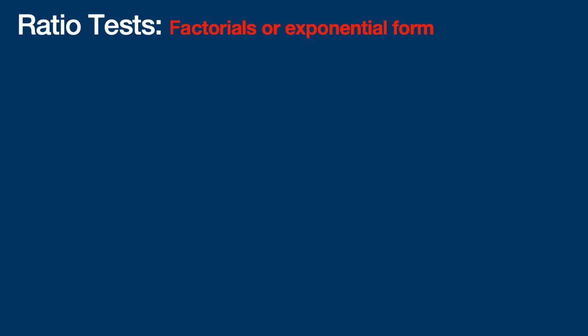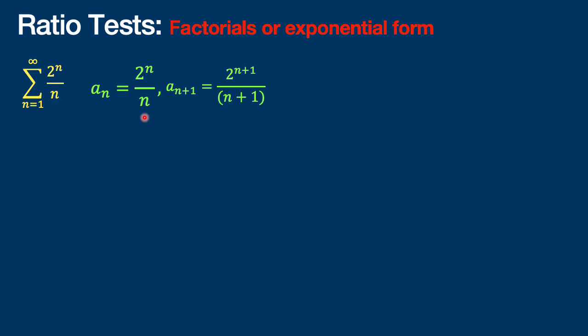Let's have a second example, guys. Second example, look at this. Summation 2 to the n over n. Here's a key point. Here is a power, exponential form. We can use the ratio test. a_n is going to be 2 to the n over n. For a_(n+1), n is replaced with n plus 1. That's why a_(n+1) equals 2 to the n plus 1 over n plus 1.